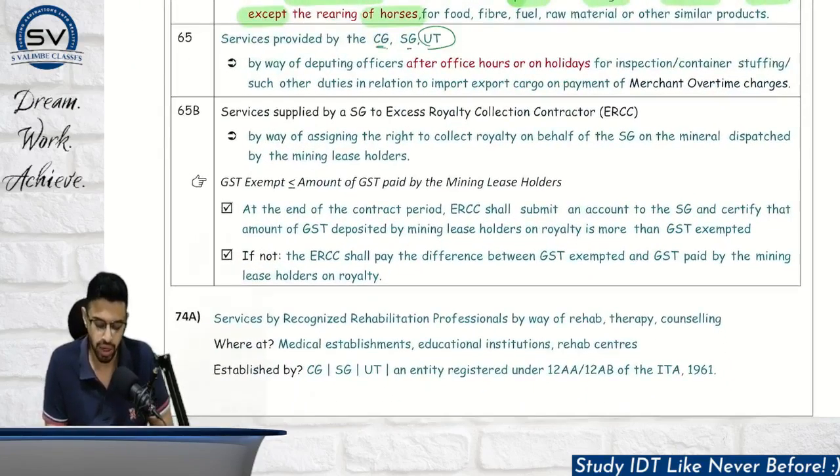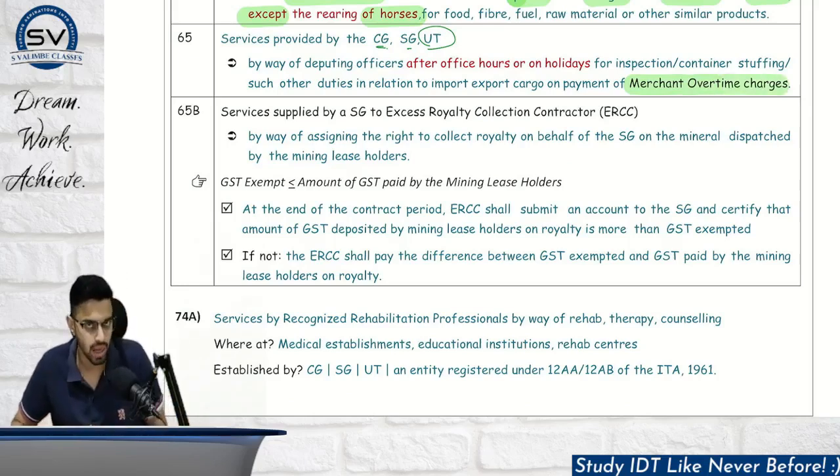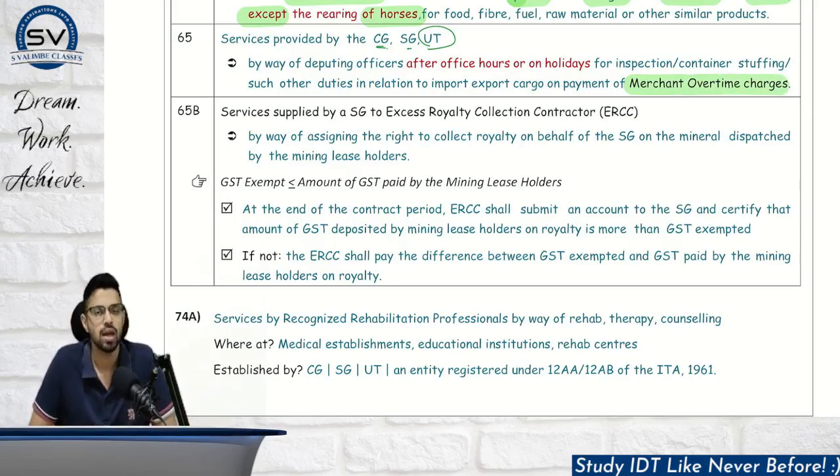Services by central, state government, union territory by way of, what is the service? Deputing the officers after the office hours or on holidays for inspection, container stuffing, other duties with respect to import, export of cargo on payment of merchant overtime charges. So let's say my shipment is coming on a Sunday, but Sunday is not a working day, right? But I'm ready to pay merchant overtime charges. I ask that particular port related authorities to deploy the agents to check my container, to provide the services, and whatever the charges are with respect to the overtime, that is known as MOC, merchant overtime charges, I'm ready to pay. On that GST will not be applicable. So these are applicable when you make government officers work on holidays or after the office hours, right?